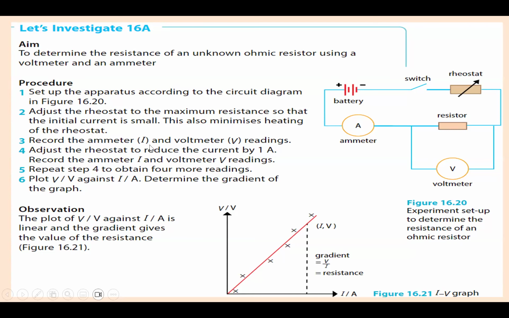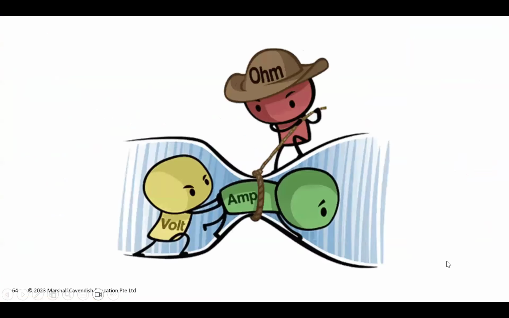Okay, then after that, I record the ammeter reading and voltmeter reading, and then adjust the rheostat again to get another set of ammeter reading and voltmeter reading, and then repeat to get more sets and plot a graph of V against I. The gradient at any point, you take the V here divided by the I here, you get the resistance of the thing.